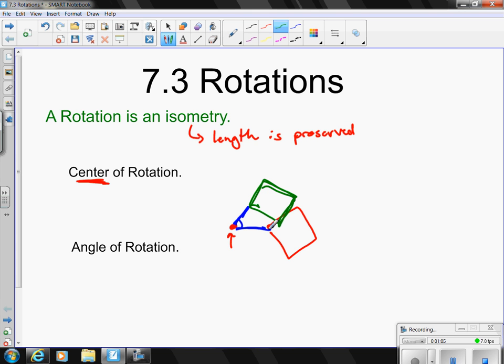Okay, I'm going to rotate this point. This point's going to get rotated at the same angle, connecting from the center of rotation to a point on the pre-image to the image. Okay, so we'll call this point A. This would be A prime. You rotate it 60 degrees counterclockwise.